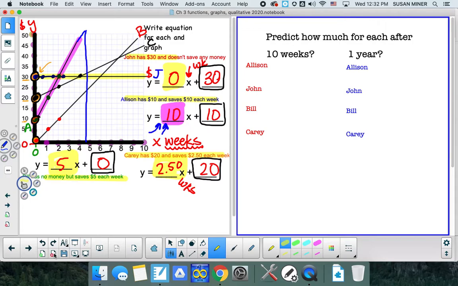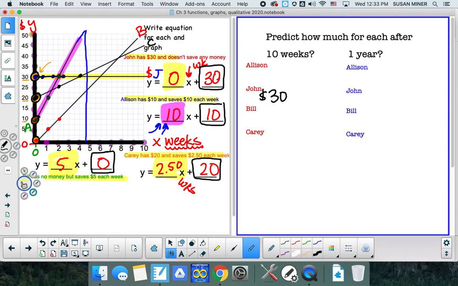Let's start with John, right? He's not saving any money per week. How much money is he going to have at 10 weeks? Of course, he's only going to have $30 because he's not saving any, right? So let's use 10 weeks as our indicator. Now, here's the thing. Some of my graphs actually go out to 10 weeks.